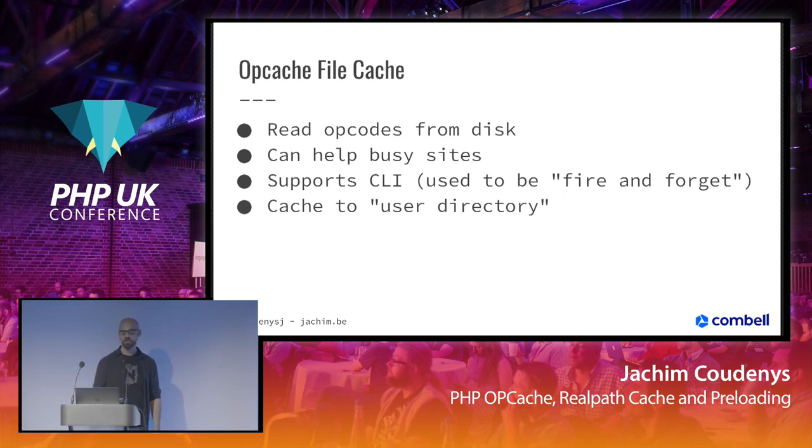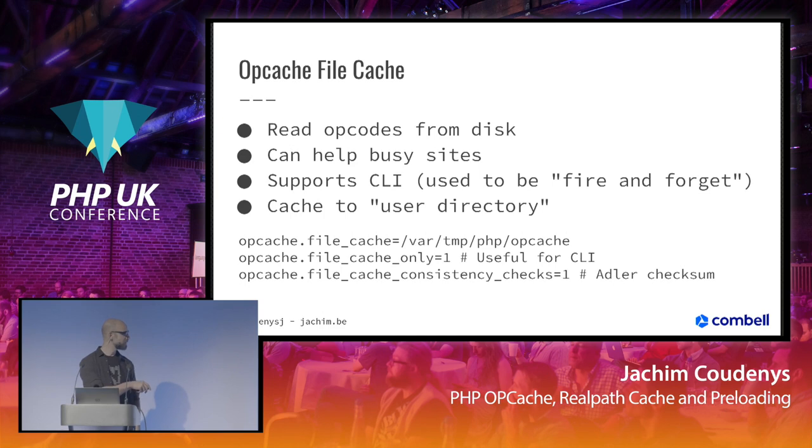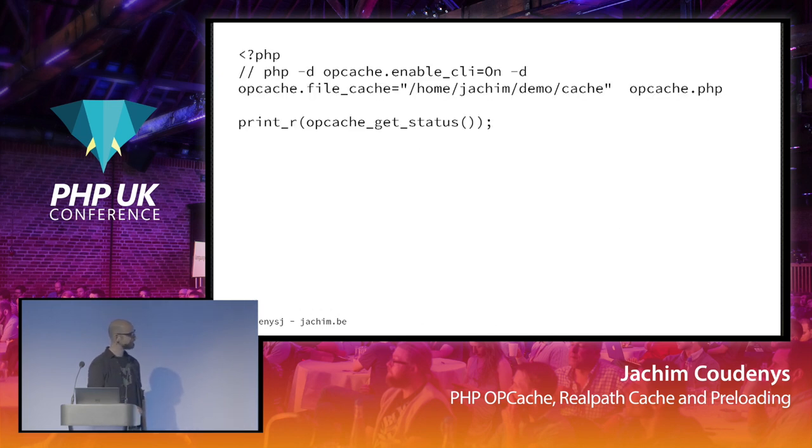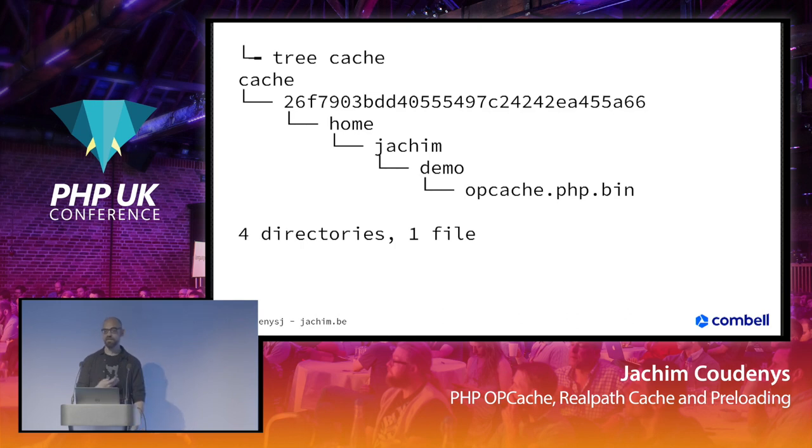We only need to add one setting, and that's just a directory. So here we have the file cache. We want to store it in that folder, and then some extra checks, but the important one is the first one. So if we run that on a command line, we first have to say enable CLI, because by default OPCache is not supported on the command line, and then add the file cache that we want to store and run everything. Again, it's the same file as before, and if we then have a look at the cache, we have a hash and then the complete tree, where we store the OPCache in a binary file.